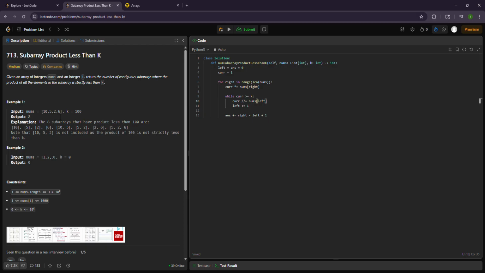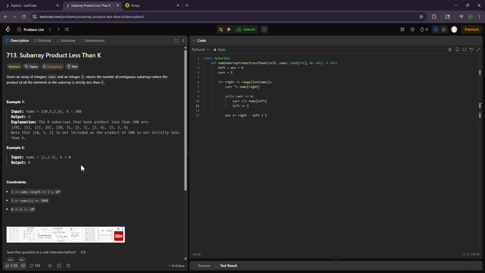What you want to do is divide the 100 by 10 so that you are only left with 10. That makes this subarray valid, right? So after that, you increment left by 1 so that it will be here. It will only cover the window or the bound that is valid.